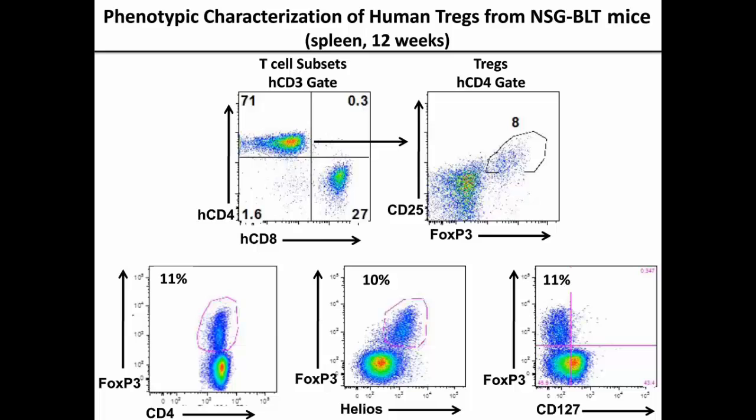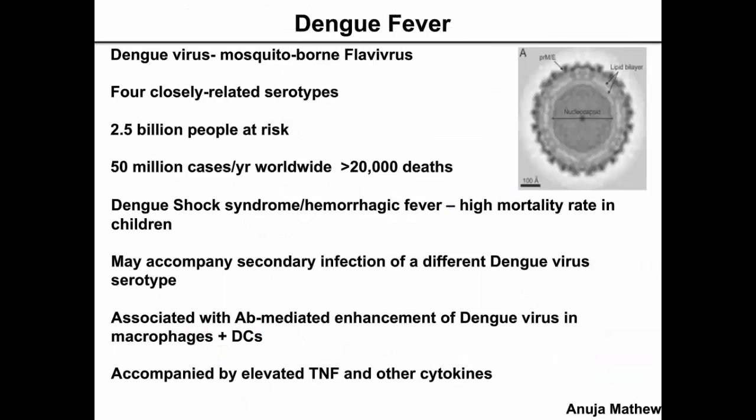Now, dengue has become really an important pathogen, both here in the U.S. and abroad. It's a mosquito-borne flavivirus. There are a number of individuals at risk worldwide and a number of deaths yearly. The problem with dengue is it generates a shock syndrome or hemorrhagic fever, which can have a high mortality rate in humans and children. It's often accompanied with a secondary infection of dengue virus, but the actual mechanisms of the disease process are not quite clear.